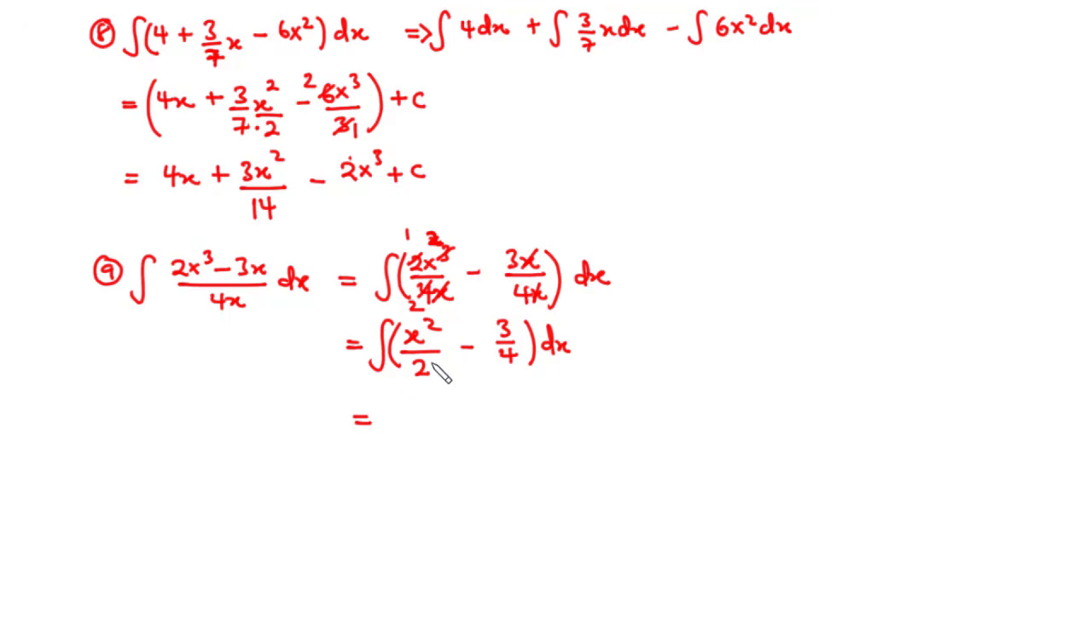Now we are going to integrate term by term. So we have x to the power 3 divided by 2 times 3 minus 3 over 4 x plus c. So this becomes x to the power 3 divided by 6 minus 3 over 4x plus c. Now let's try the last one for today's lesson.